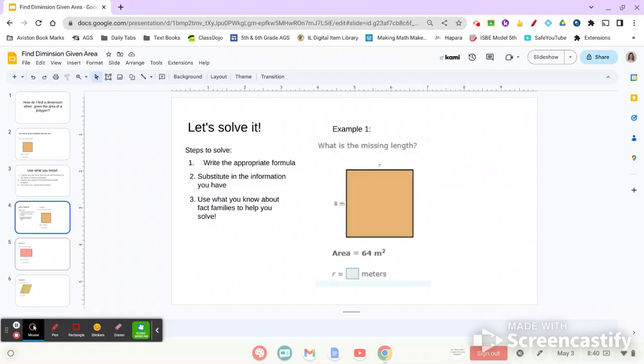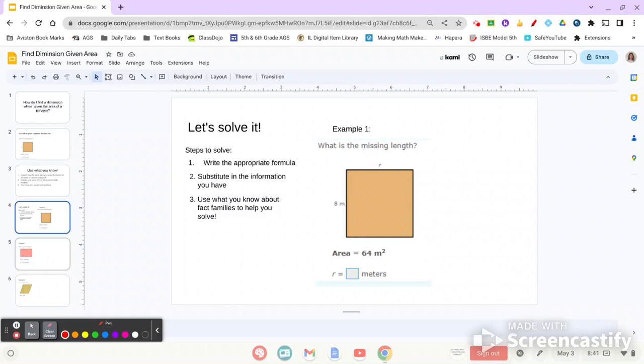The steps are exactly the same. There's a spot for you to copy these down in your notes: write the appropriate formula, substitute in the information, and really solve from there. You can just write solve on step 3. Example 1 says, what is the missing length? First thing we have to do is determine our appropriate formula.